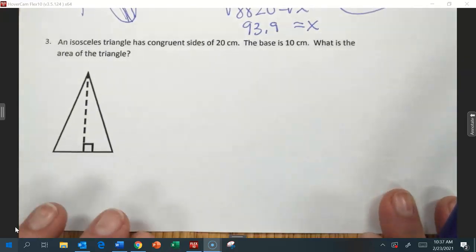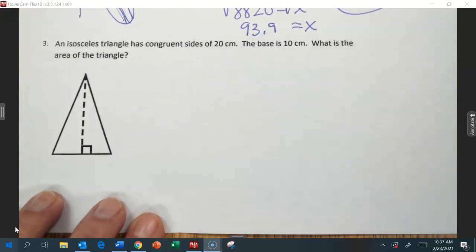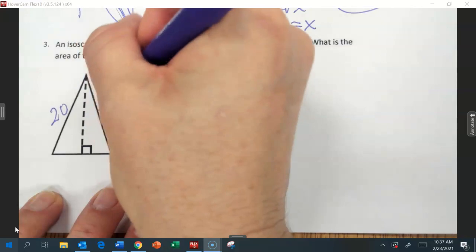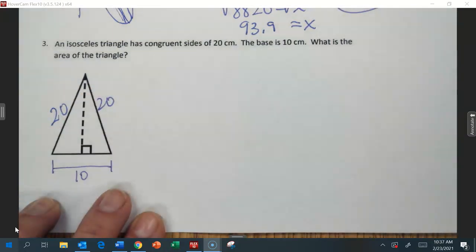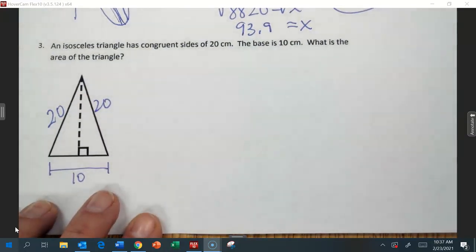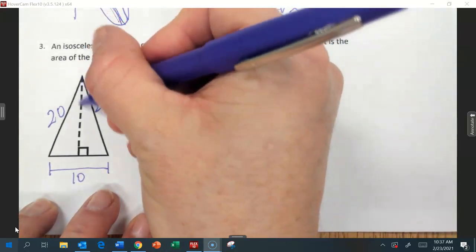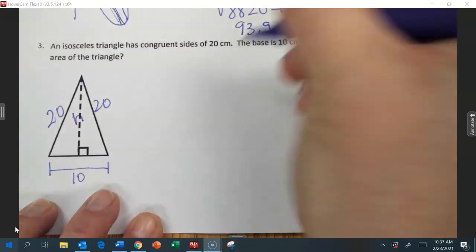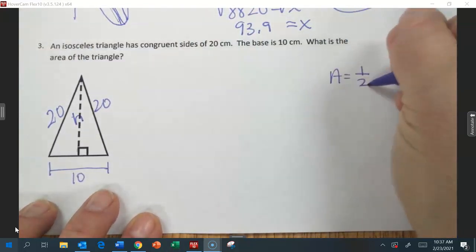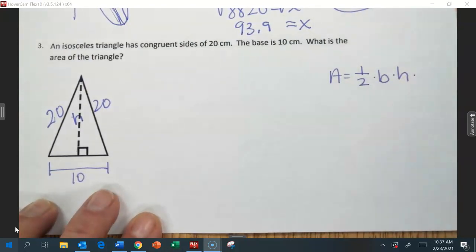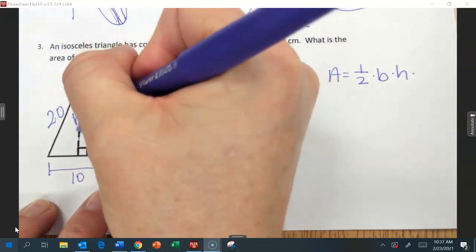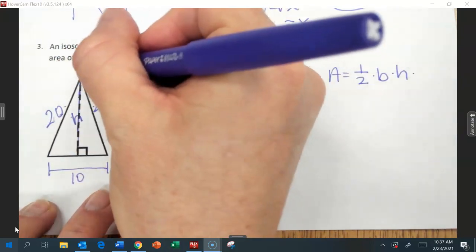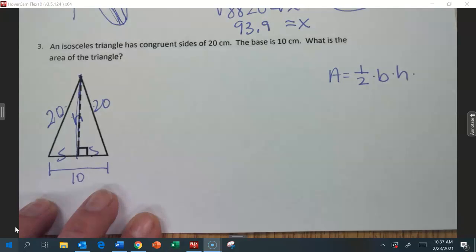Okay? And then our last one, number 3, says an isosceles triangle has congruent sides of 20. So we know what an isosceles triangle is, 2 equal sides. And it says the base is 10. It asks, what is the area of the triangle? Well, in order to find the area of the triangle, we need this right here, which is our height, because the area formula for a triangle is 1/2 times base times height. So in an isosceles triangle, this is like the center point, so that's 5 and this is 5.